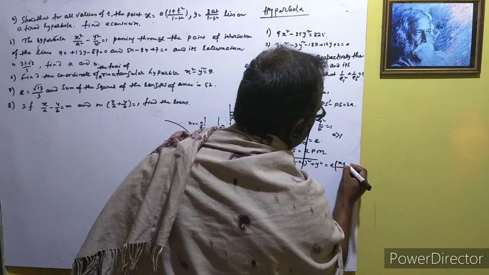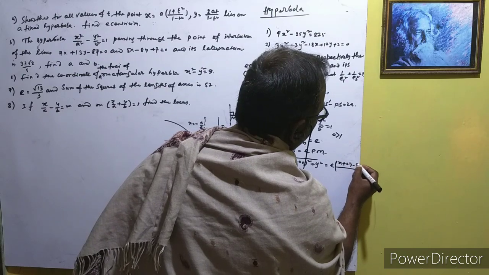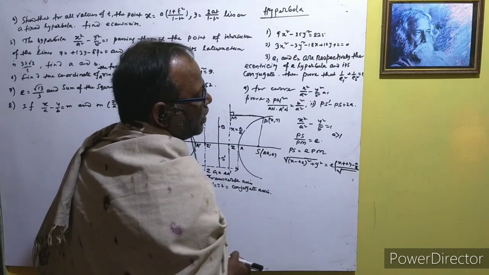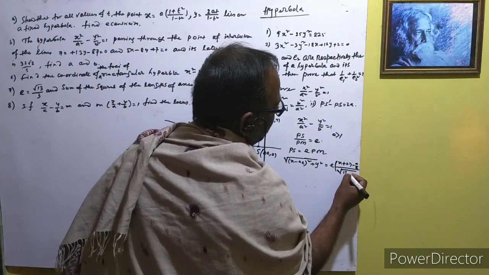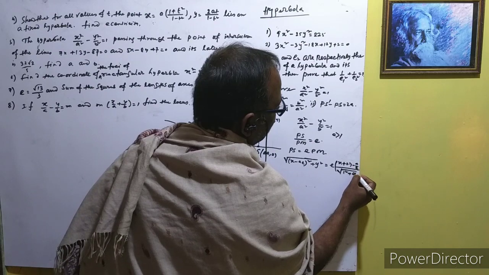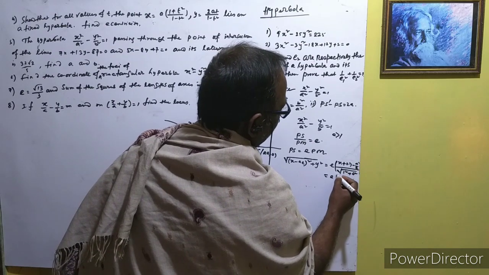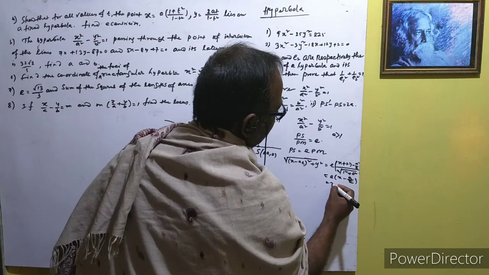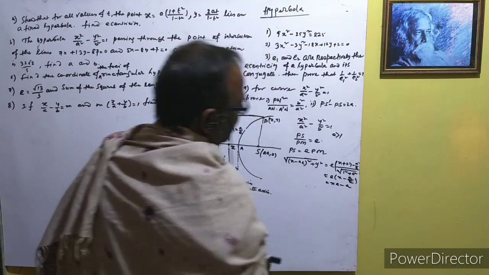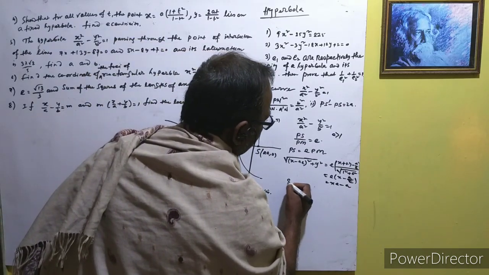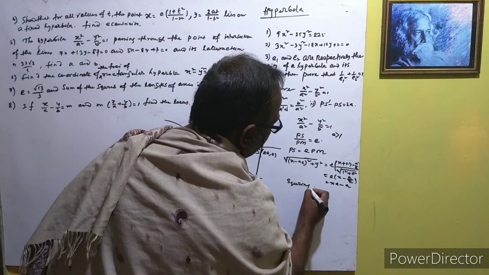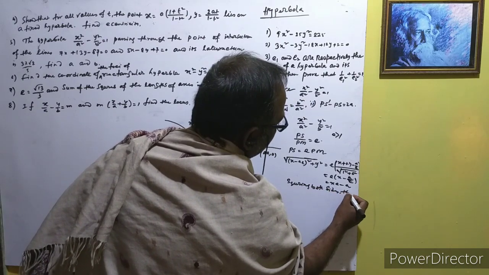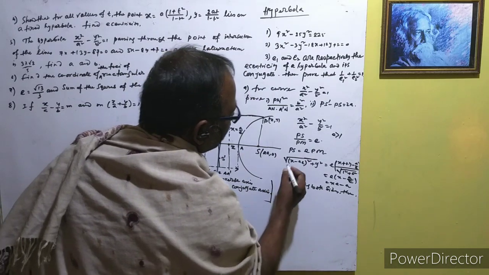x minus a by e, plus 0 dot y, and minus a by e. So that's why the coefficient of x square and y square is 1 square plus 0 square. Okay, and we get here e into x minus a by e, and multiply by e here, x minus a. And squaring both sides.